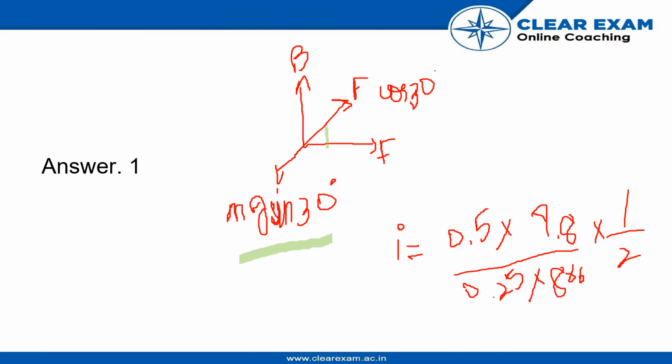And when we substitute the values, it will be 0.5 into 9.8 divided by 0.25 into 0.866, whole multiplied by half, and that will give us the value of I to be 11.32 ampere. That is the first option.